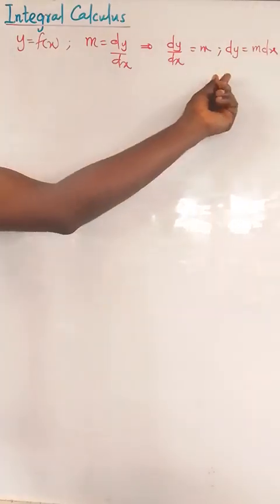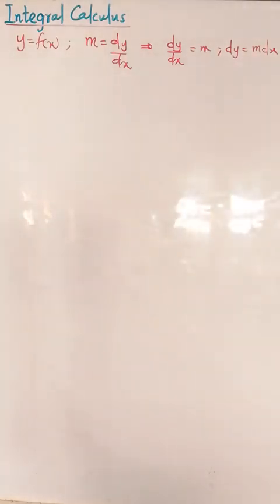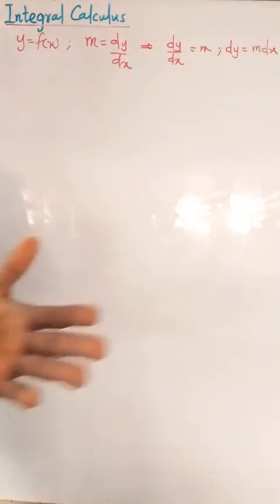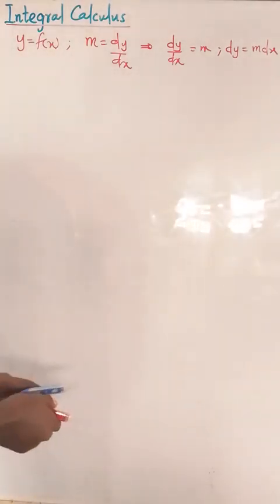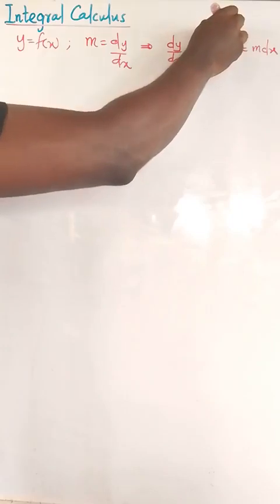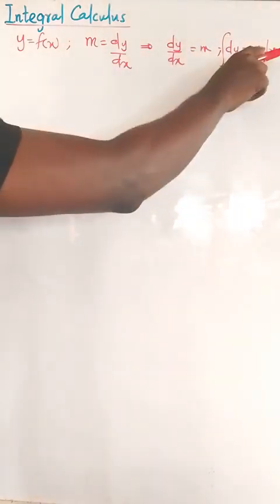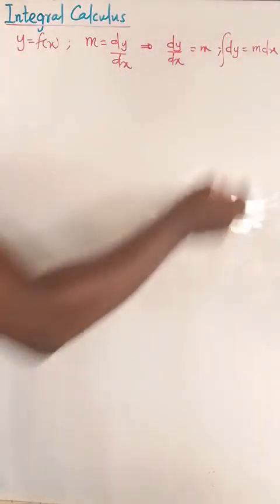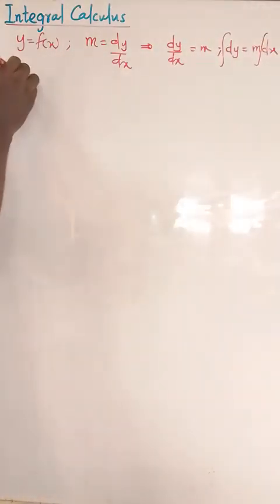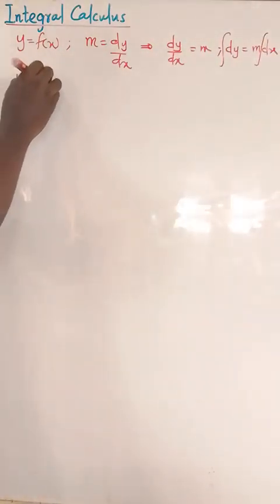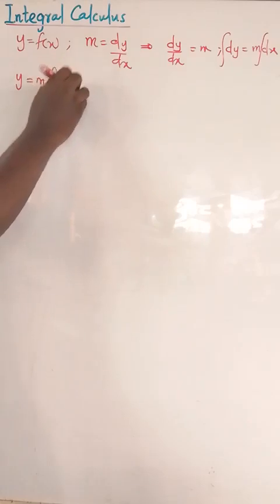So this dy means a little change in y. If you add up a little change in y, we get what? The bigger value of y. So that's what we call integration, and this is the symbol for it. If we integrate dy, this gradient, let's say is constant, so we integrate dx. So from here, our y becomes m integral dx.